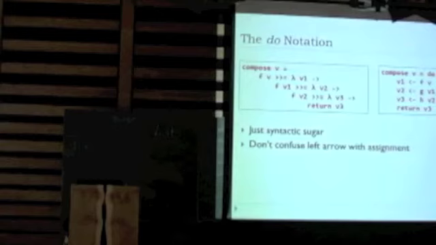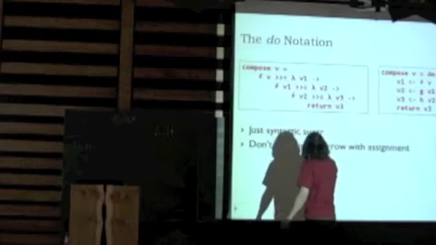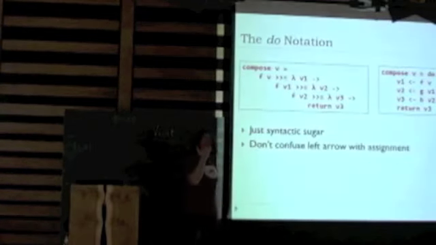What is the type of compose? When some function call returns nothing, what is then the return type of compose? It's maybe. V3 is not a maybe, but return V3 is a maybe, because that's what return does. It enriches it. Exactly.